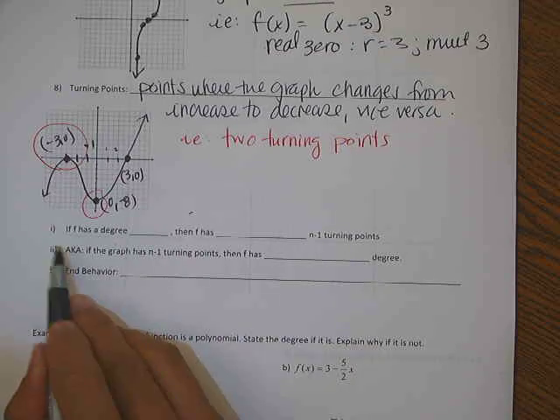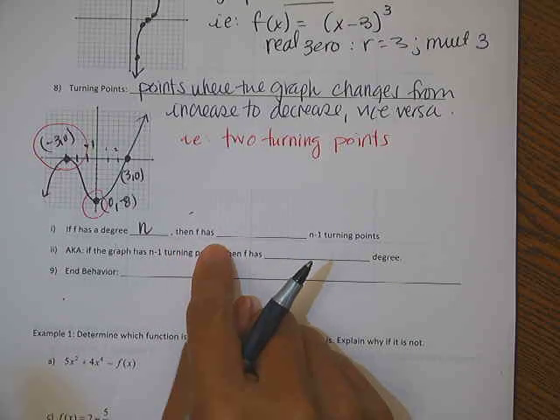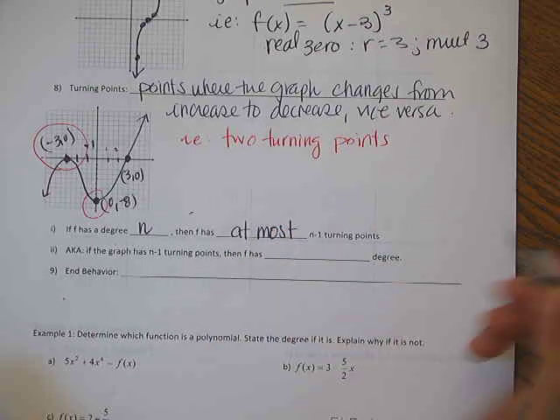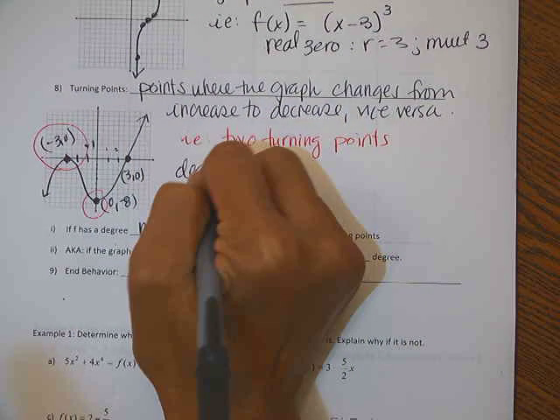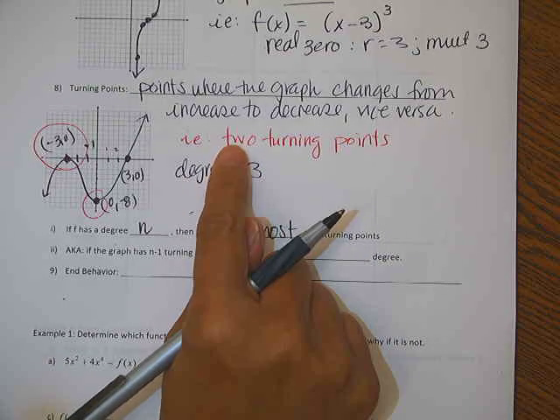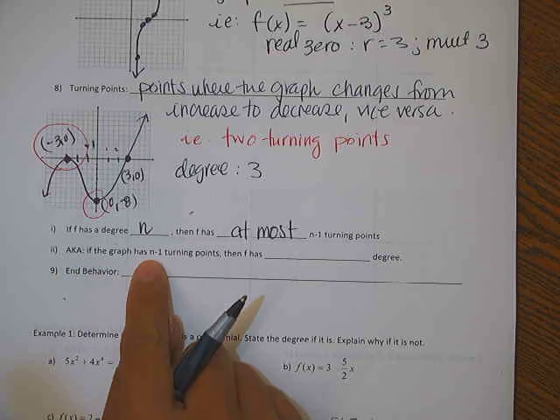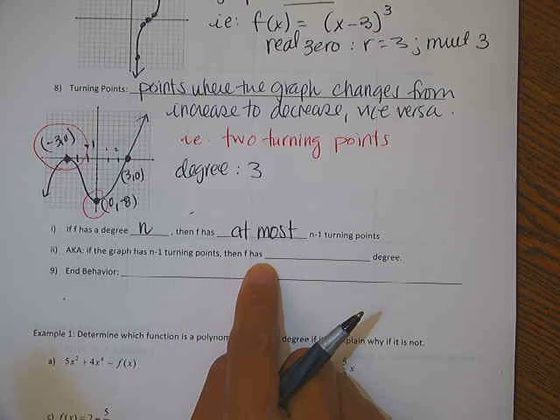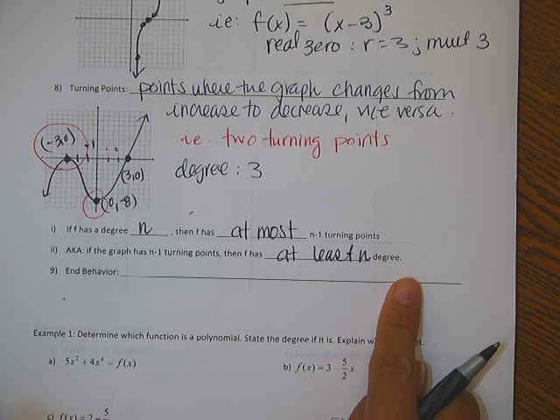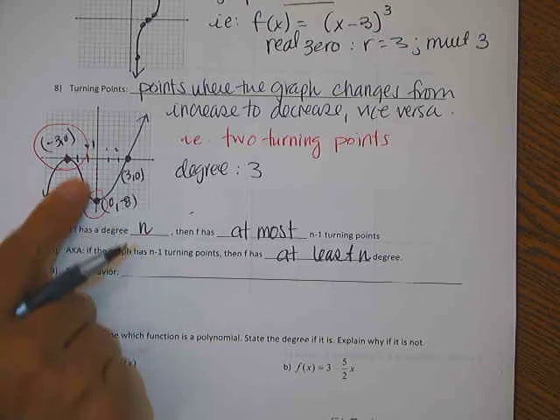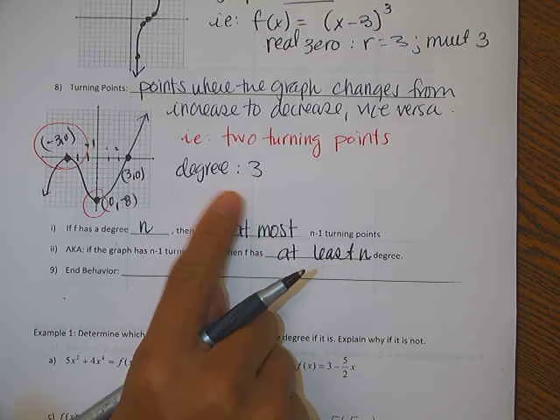And some properties. Here we go. If f has a degree of n, then this f function has at most n minus 1 turning points. Okay, so this function right here, guys, is a degree of 3. Degree 3. And it has at most 2 turning points. So that's what we have. Another way to say it: if f has n minus 1 turning points, then f has at least degree n. So what that means is, if I have 2 turning points, it doesn't mean that I have a degree of 3. I could have 3 or 4 or 5 or 6 or 7. So at least means the minimum is 3.